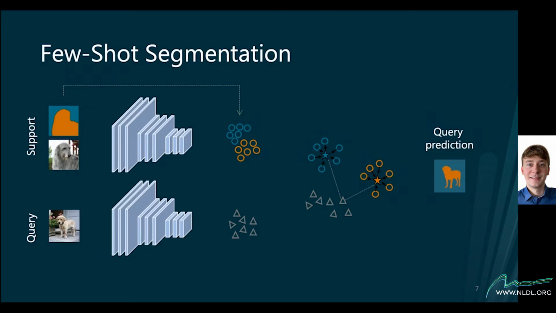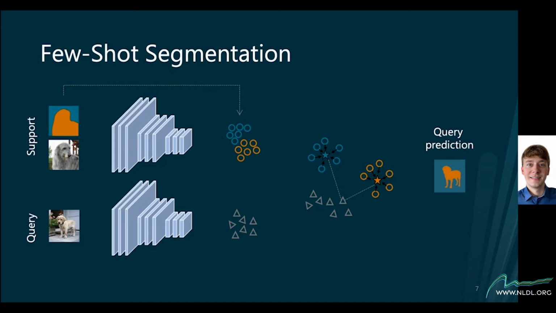Once we have done that, what we can do is compute prototypes. These are representative features for the different classes. We can take the background feature vectors, compute a mean, and that's our prototype for the background. Similarly, we can do the same for the foreground: take all the foreground features, compute a mean, and we have a foreground prototype.